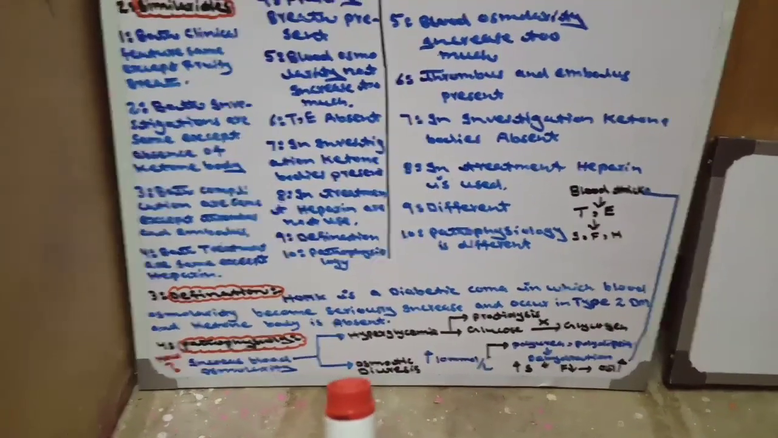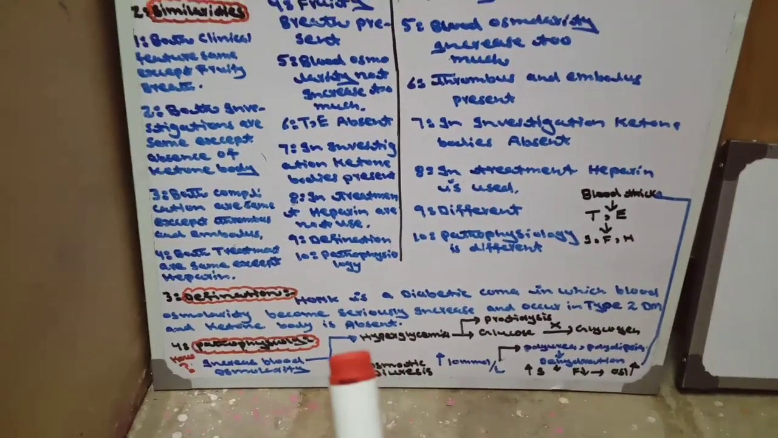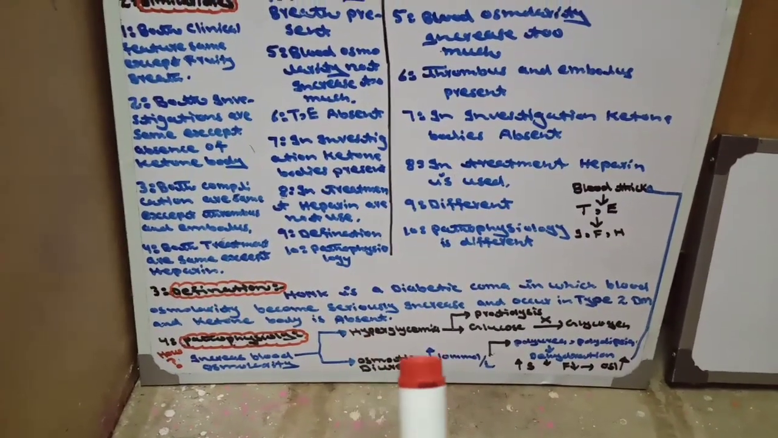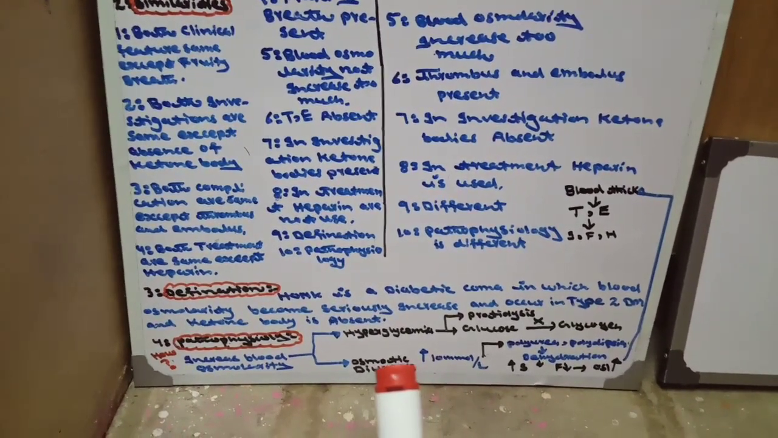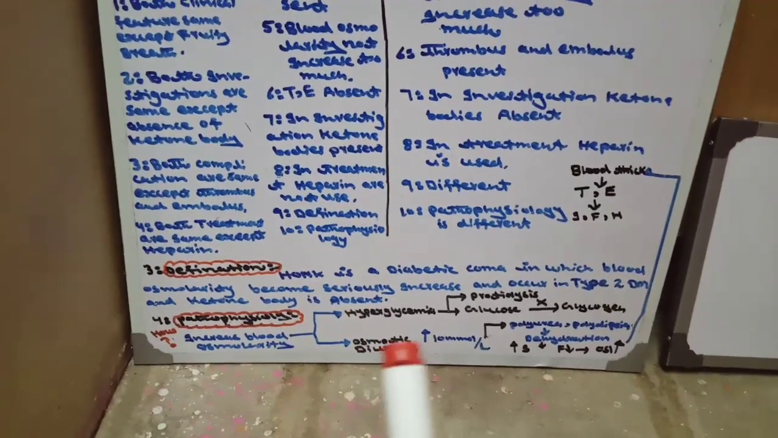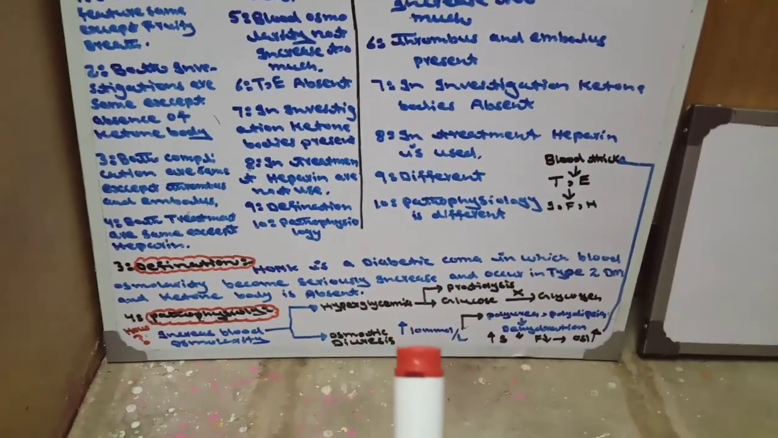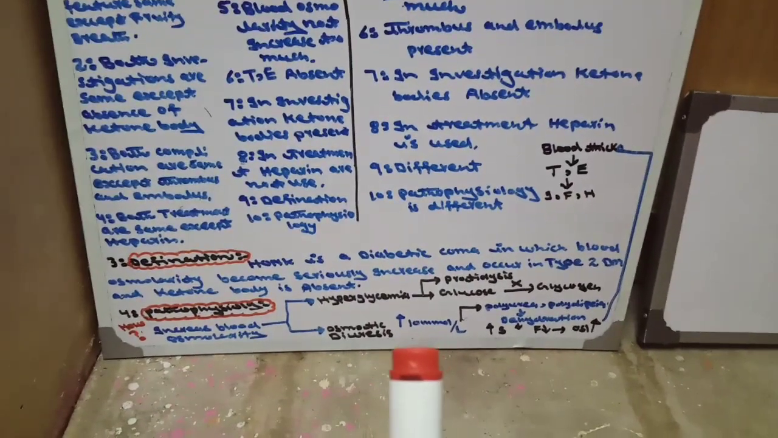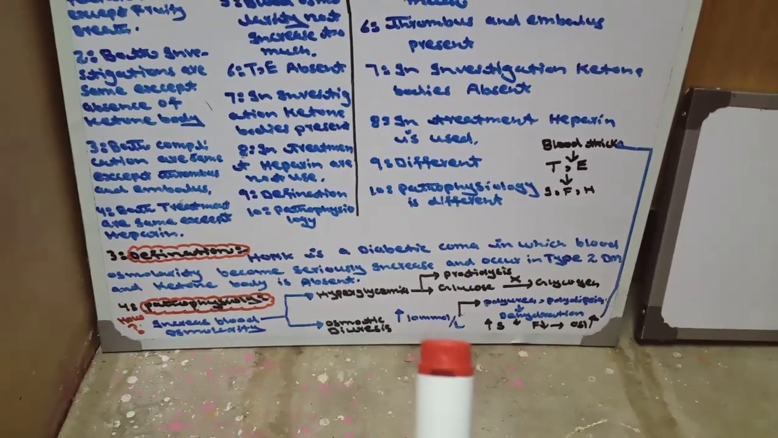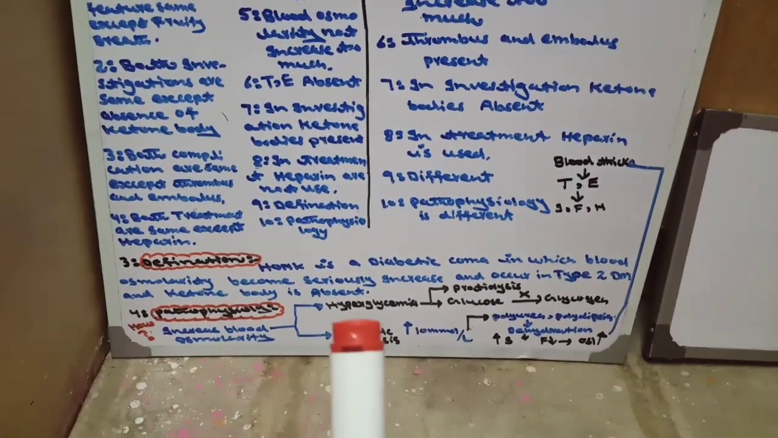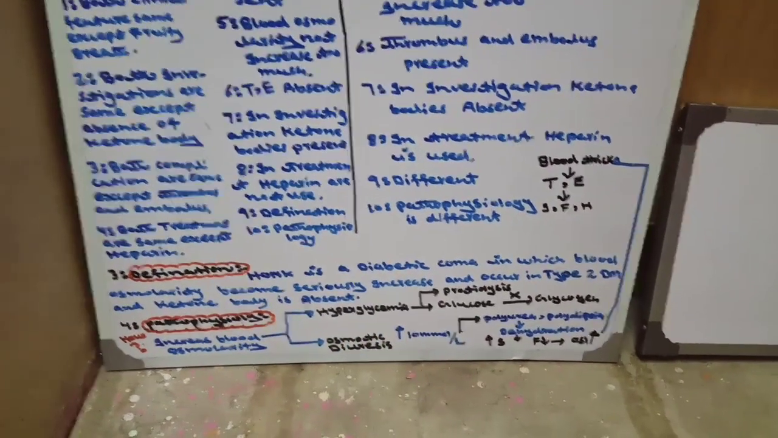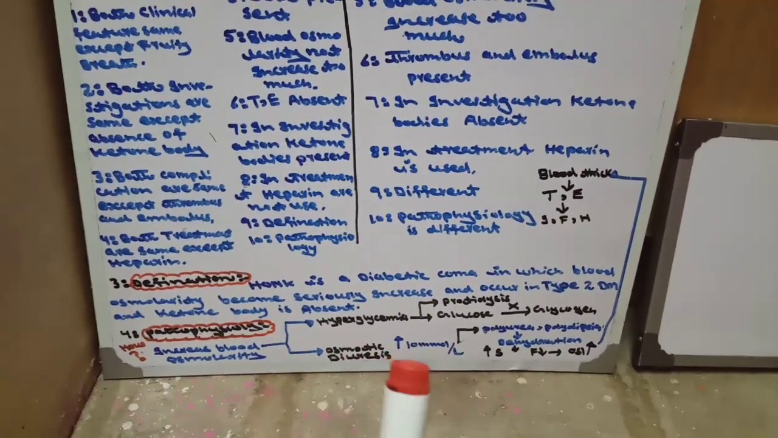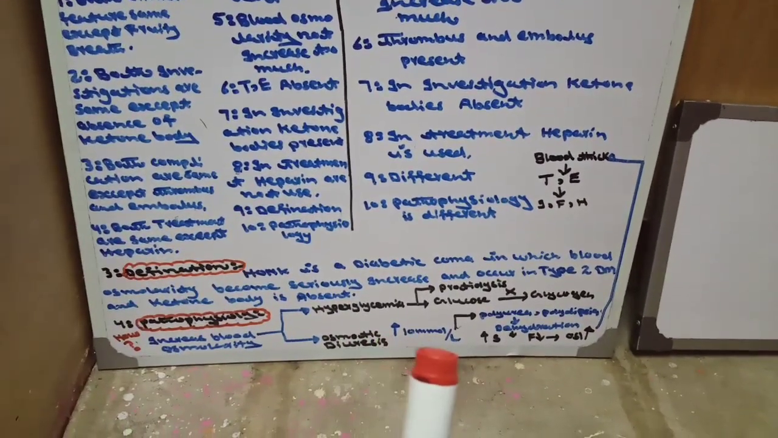Normally, if we test a normal person's urine, there will be 0% glucose. But in a diabetic patient, there will be glucosuria. In urine, glucose will be present. Why? Due to osmotic diuresis. When blood glucose concentration is more than 10 millimole per liter, then in the proximal convoluted tubule the glucose will not be reabsorbed 100%, because the maximum threshold of the proximal convoluted tubule is 10 millimole per liter.